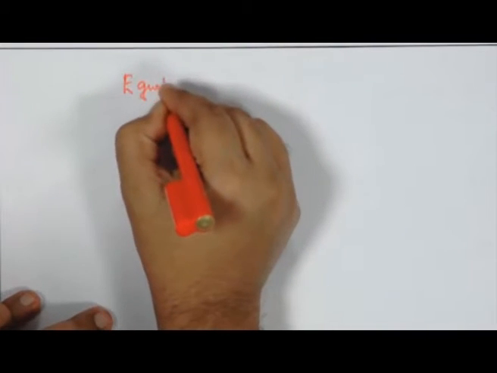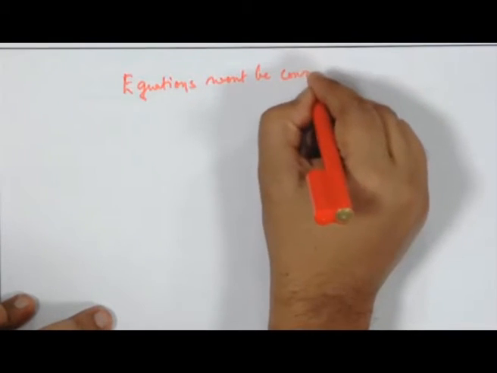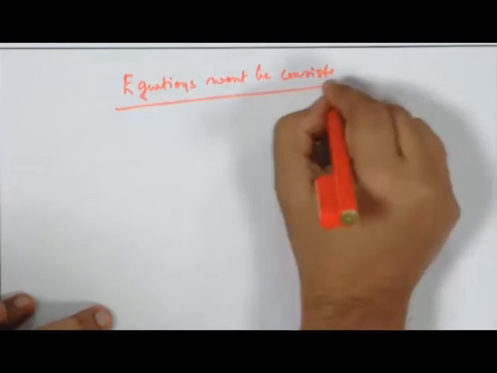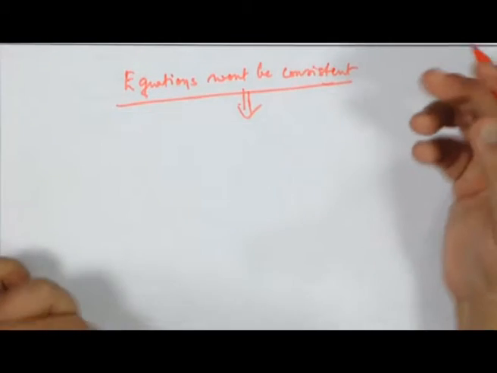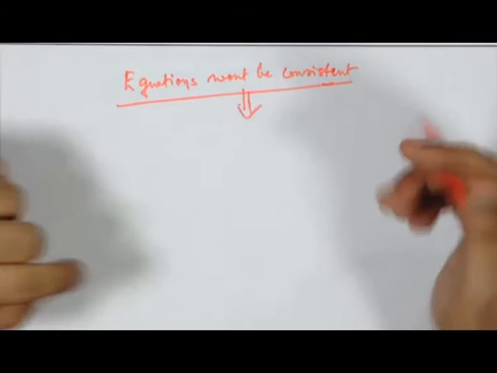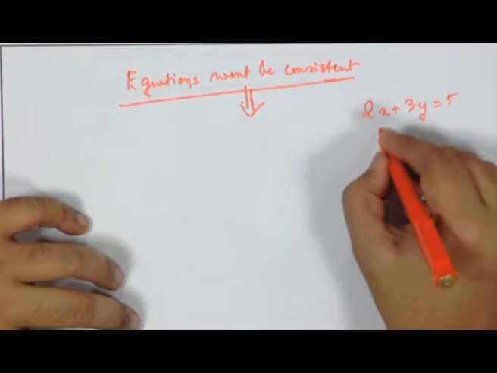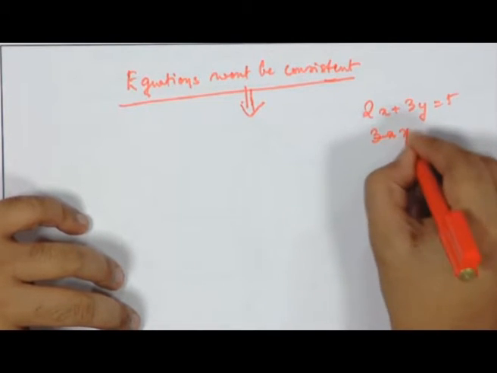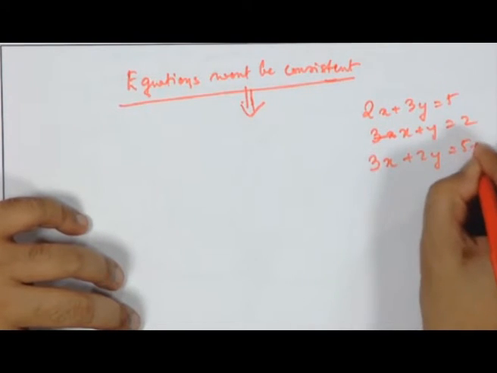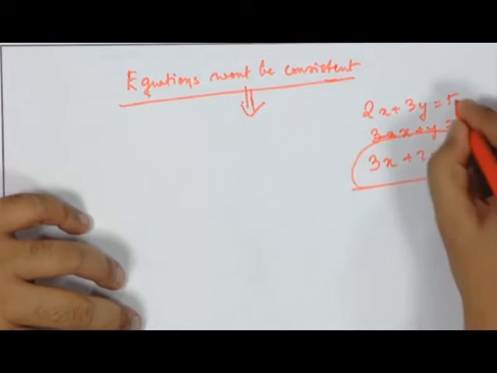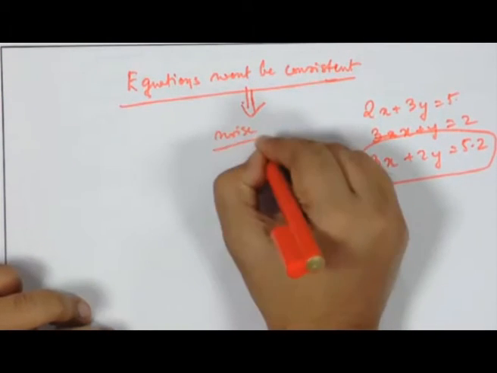So the equations won't be consistent. So what do we do when equations are not consistent, but the equations are roughly the same? Again I have written 2x plus 3y is equal to 5, x plus y is equal to 2, and I have written 3x plus 2y is equal to 5.2. So it is almost close to this, but there are some errors. There are some noises and some errors.